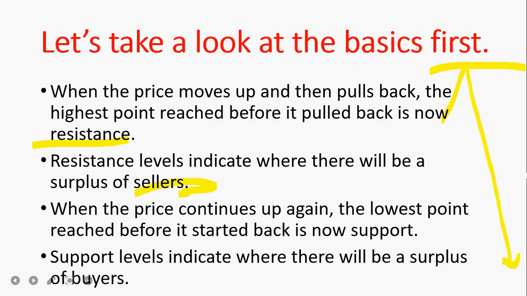Okay. When the price continues up again, the lowest point it reaches before it starts back is now support. It is coming down. When the price is coming down like that, it reaches a point, then fails to break through and bounces. That area is called the support. I've already explained that the support level indicates where buyers or demand are.